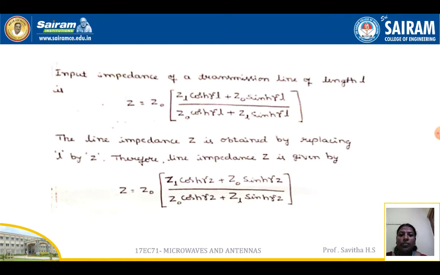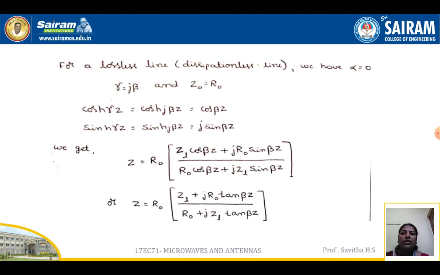Already the input impedance of a transmission line of length l is given by Z is equal to Z naught, and we derived this equation already. The same equation we need to consider: Z naught times ZL cosh gamma l plus Z naught sinh gamma l, divided by Z naught cosh gamma l plus ZL sinh gamma l. The line impedance Z is obtained by replacing l by z. Therefore line impedance Z is equal to Z naught times ZL cosh gamma z plus Z naught sinh gamma z, divided by Z naught cosh gamma z plus ZL sinh gamma z.